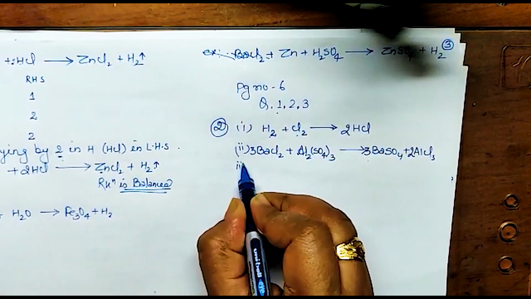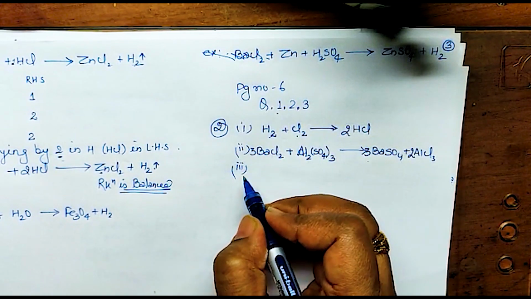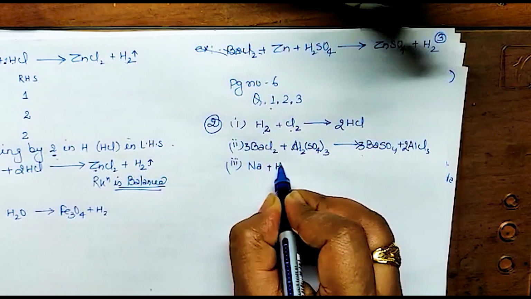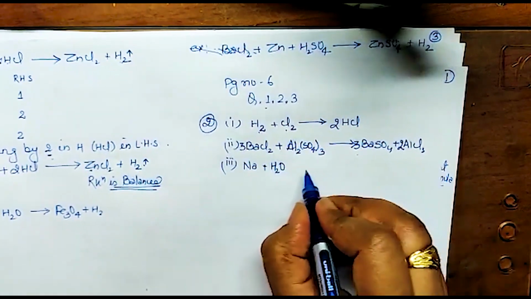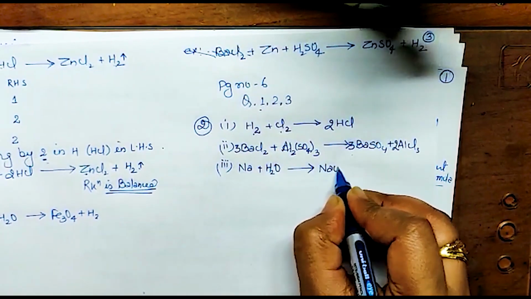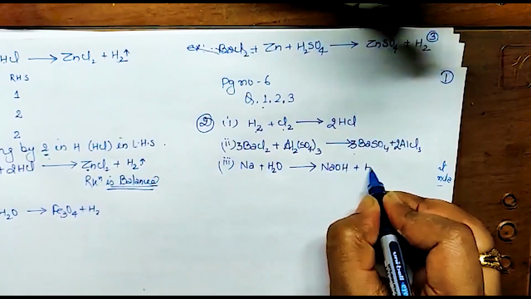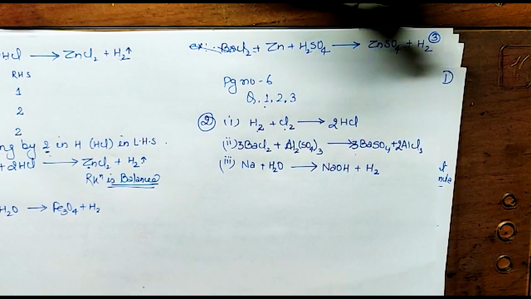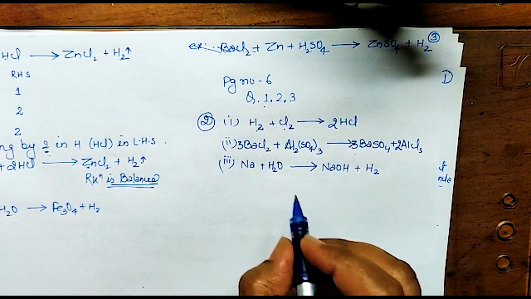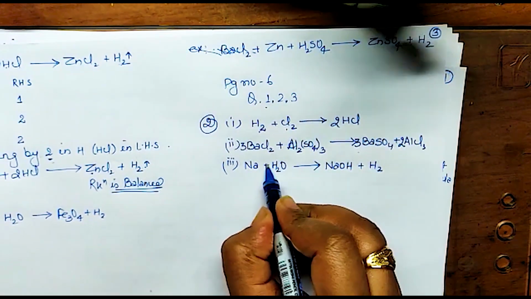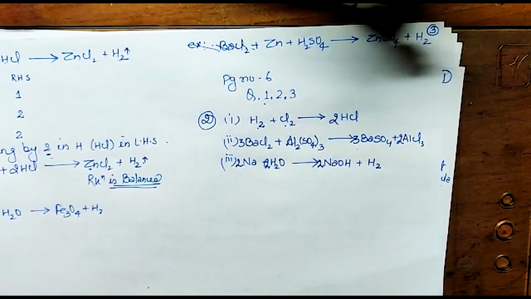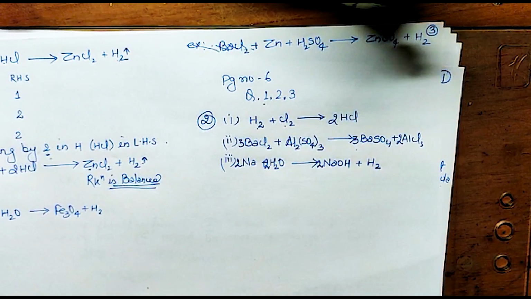Third one is sodium plus water, sodium Na plus water H2O. When they react with each other, it gives sodium hydroxide NaOH along with H2 gas. You are supposed to balance it. In this case, put 2 here and 2 here, and it will be balanced. Just check this.